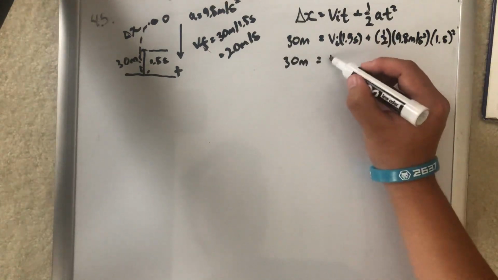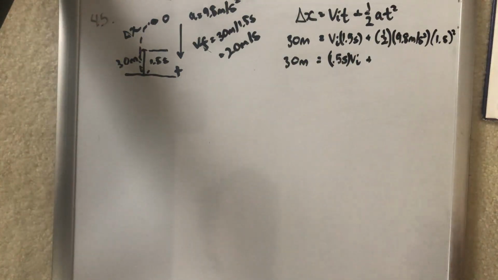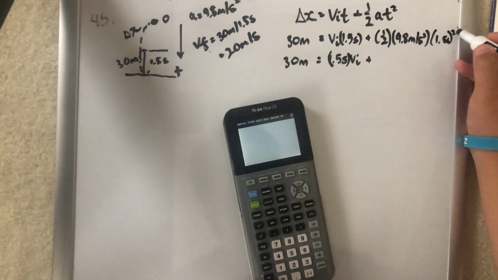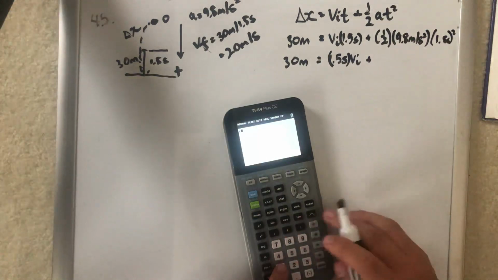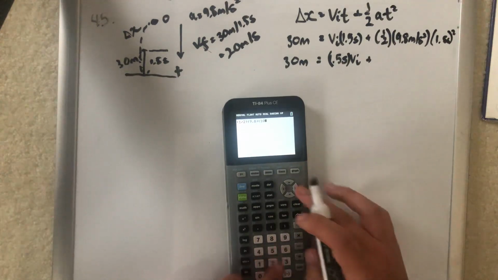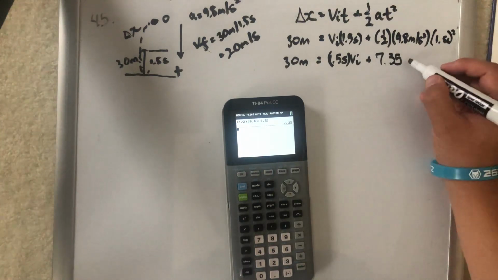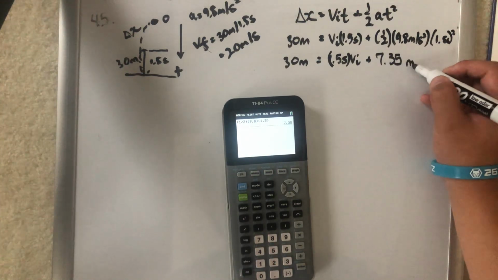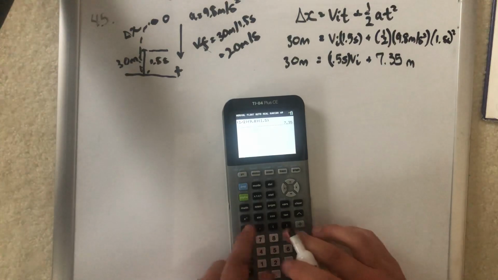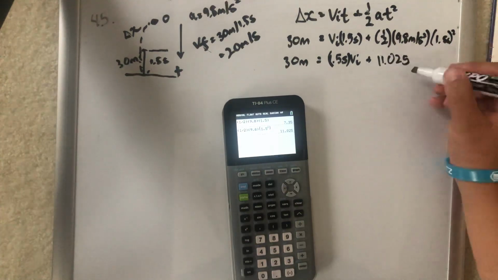Let's just plug it in. So we know that this is 1.5 seconds and this is squared. So that's going to be 1/2 times 9.8 times 1.5 squared. That gives 11.025 meters.